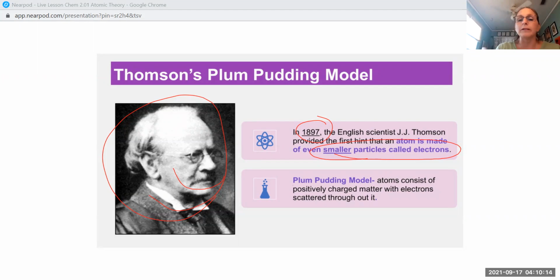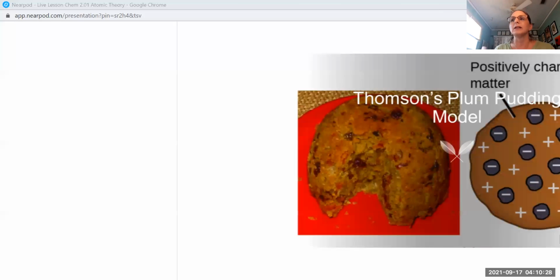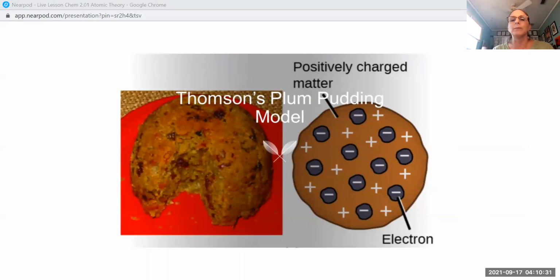What he called it was the plum pudding model. The plum pudding model is basically you have an atom and the atom is a positive charge and there's a bunch of electrons scattered throughout it. The name is like, I'm really surprised that nobody's getting this because it's not that hard, but maybe they're just not seeing it.